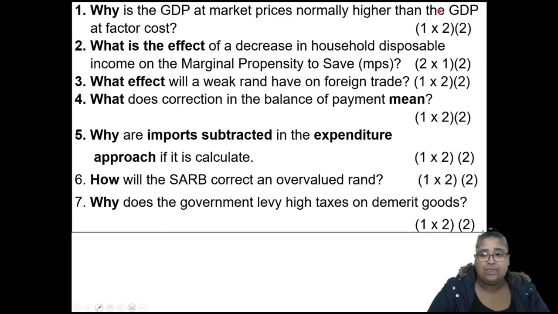So let's have a look. Look at the mark allocation. So question number 1 reads, why is the GDP at market prices normally higher than the GDP at factor cost?